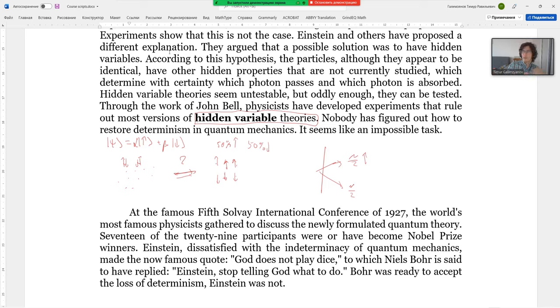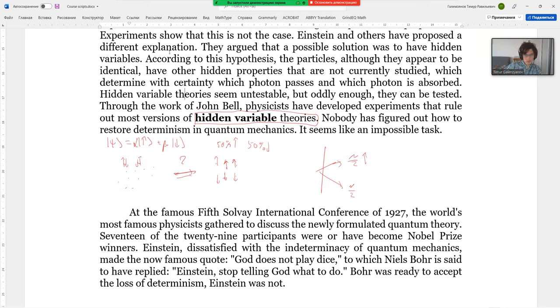However, real life, the real physics, turned out to be more interesting than he expected, and trying to prove that quantum mechanics is deterministic, he invented the way to prove that quantum mechanics actually is not deterministic.